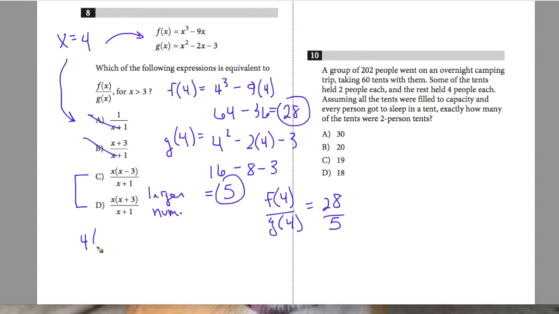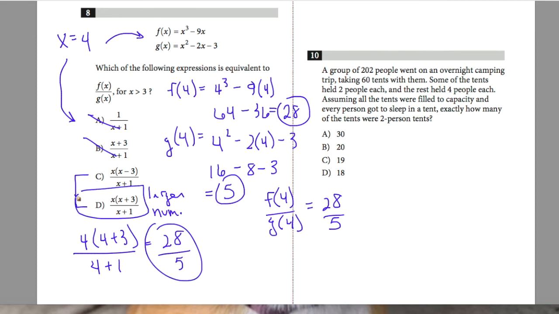Well, if I plug 4 into 4 plus 3, I can already tell that when I distribute this, 4 plus 3 equals 7. 4 times 7 does give me 28. That is correct. And then my x plus 1, or my 4 plus 1, is going to be 28 over 5. So this is correct.